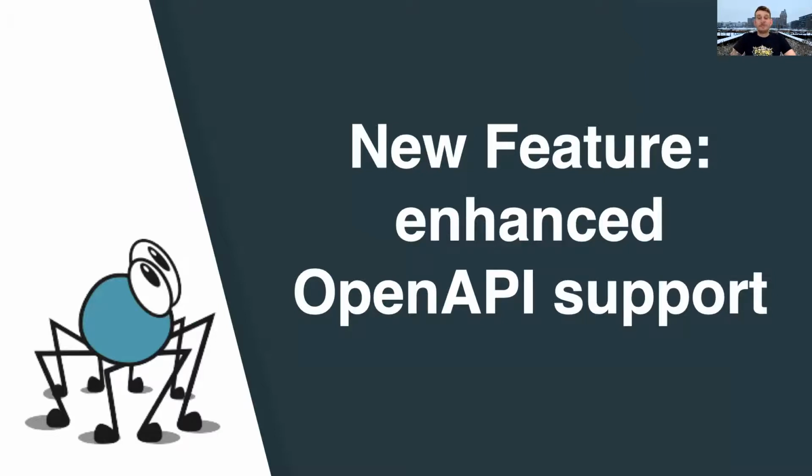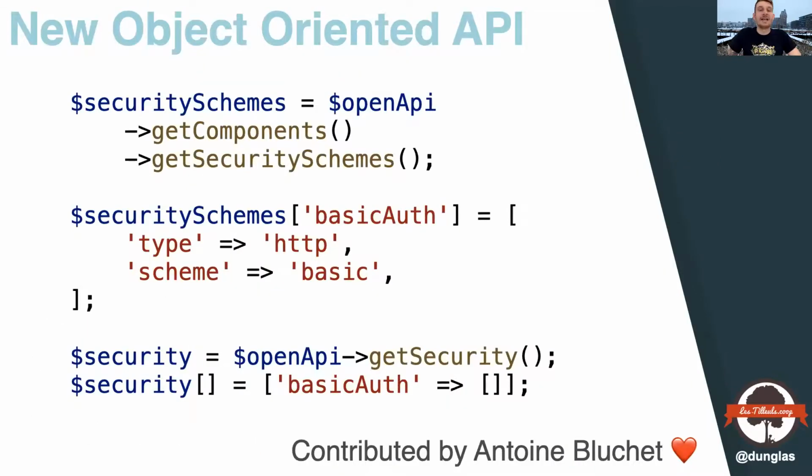Another big improvement in API Platform 2.6 is related to OpenAPI. In API Platform 2.6, Antoine Bluchet refactored the whole OpenAPI subsystem. As you may know, API Platform is able to automatically generate the OpenAPI documentation corresponding to the API that you create. But sometimes you want to tweak the output of the OpenAPI documentation.